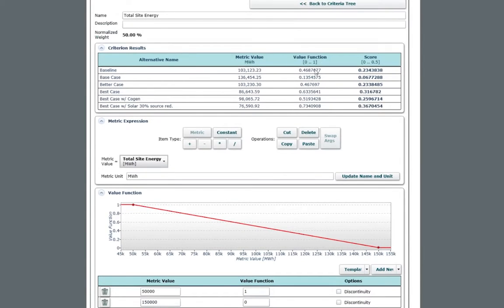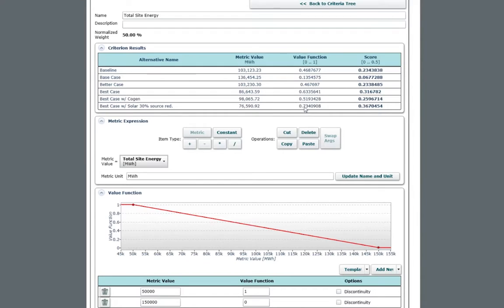Now we look up here, we see our value functions. So our baseline came in at a 0.46, and our best case with cogen came in at 5.1, and our best case came in at 6.3, and our best case with solar reduction came in at a 7.34. So what's the first thing that you see that might bother your eye? Anybody? Can anybody see something? I'm circling the area that I'm looking at. There's something here that bothers your eye?